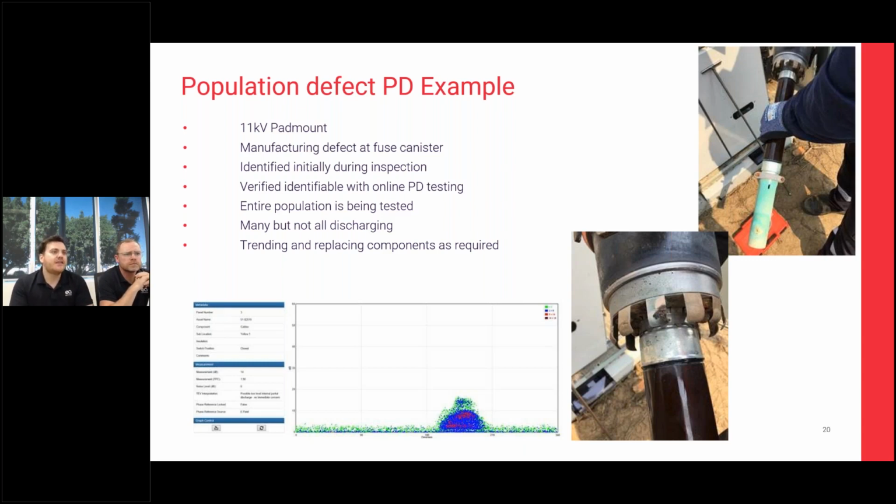method. They then went out, figured out how many of these assets they had in the network that were likely to have the same, and started to do a PD program where they swept all of the assets. What they found is that it was cropping up on a large percentage of the other assets from the same manufacturer and same model of gear.